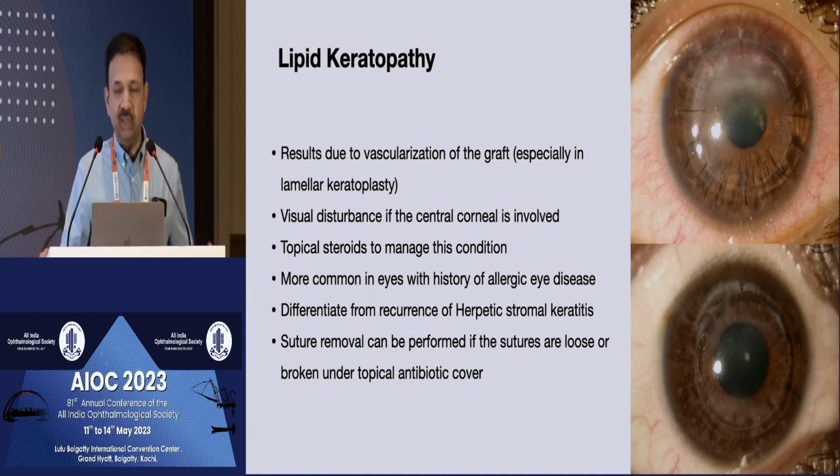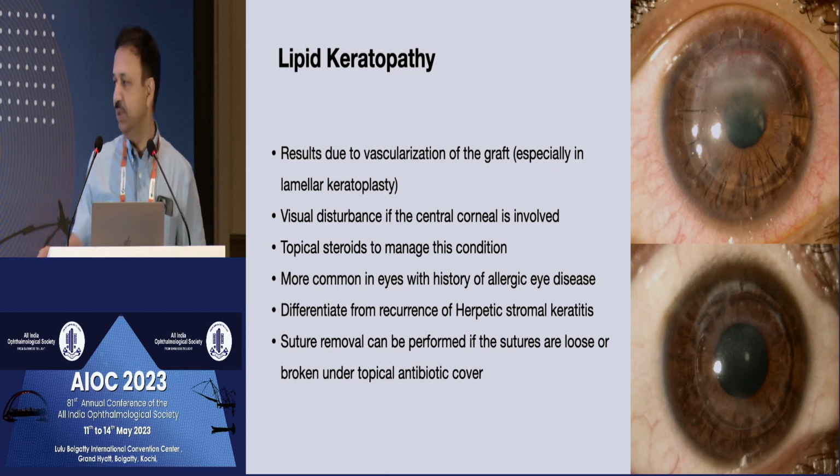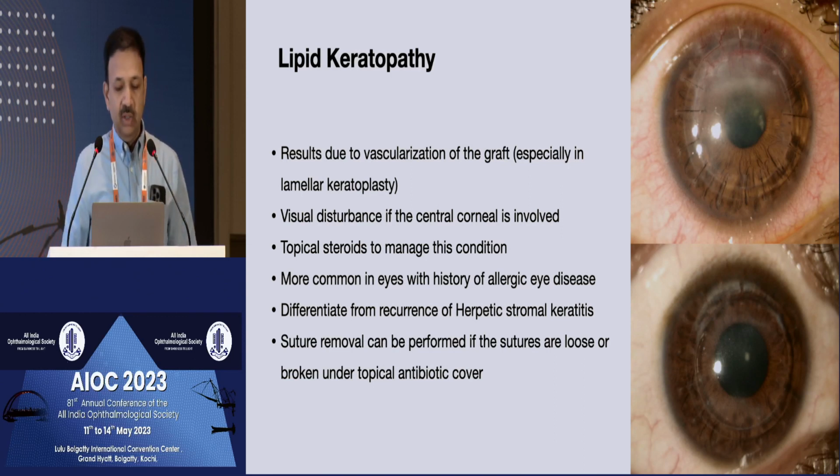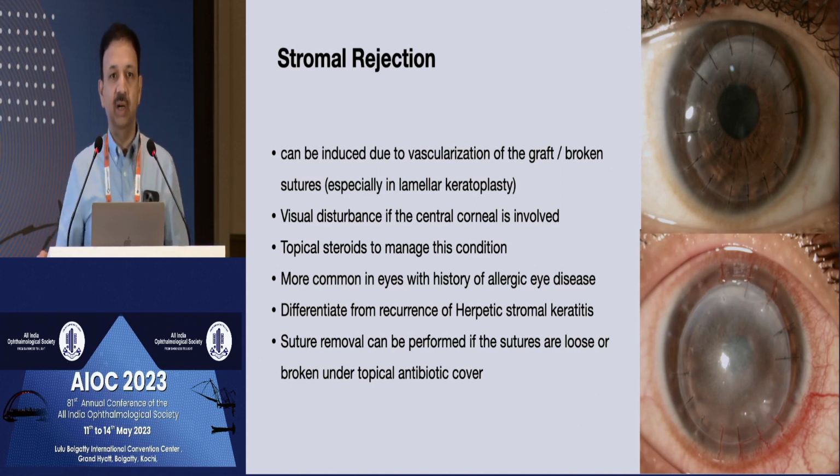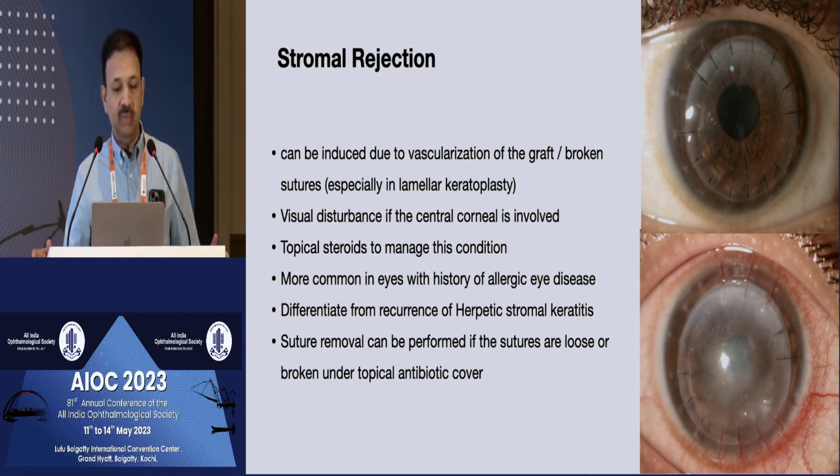This is more common in patients with prior history of allergic eye disease, and you have to differentiate this from recurrence of herpetic stromal keratitis, where the clinical appearance may be quite similar, where you get a stromal haze and inflammation. Stromal rejection, again, can occur with anterior lamellar keratoplasty. If the predisposing factor is loose sutures, or if the patient has a previous history of active surface disease like chronic allergic eye disease. And as I mentioned, usually the patient will come back only if they have involvement of the visual axis and a drop in the vision.